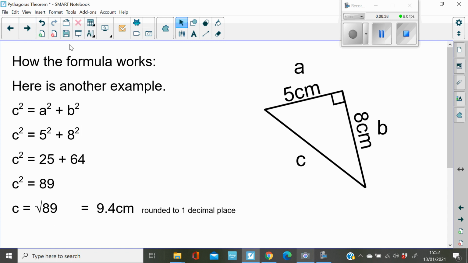Next example. We've got another right angle triangle. The hypotenuse is C, so I've labelled that one with a C. The other two, A and B, it doesn't matter which way round. I'll substitute the numbers into the formula. I've worked out that 5 squared is 25, 8 squared is 64. I've added these numbers together. I've taken the square root and I've rounded correctly to 1 decimal place, so 9.4.